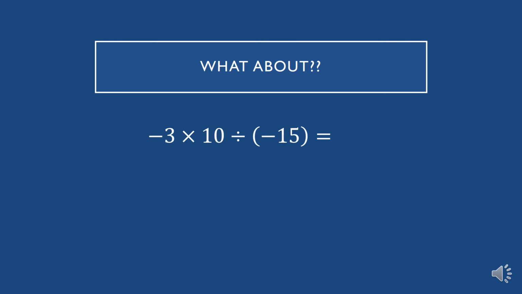What about this one? I have minus 3 multiplied by 10 divided by minus 15. The brackets there just to emphasize that it's minus 15. Well, in this case, you work from left to right and you only do one thing at a time. So minus 3 by plus 10 gives me minus 30, and I have yet to divide by minus 15. So minus 30 divided by minus 15, well, the signs are the same, so my sign will be plus, and 30 divided by 15 is 2, so I get the answer plus 2.